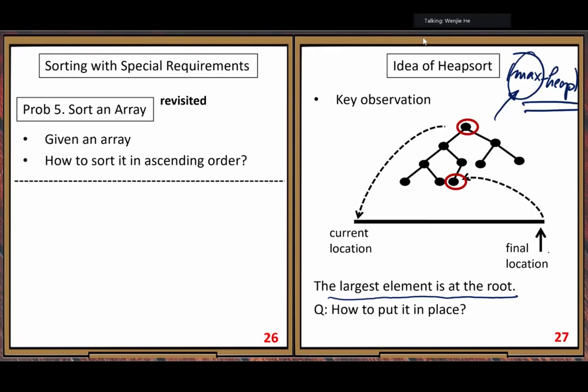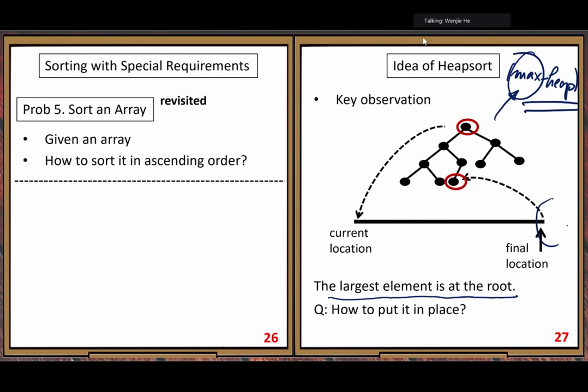After we put it in place, we can exclude it from the consideration because we never need to touch it. It's done. So we update our current max heap. We can eliminate the last element from our further processing. After that, our heap size is reduced by 1.